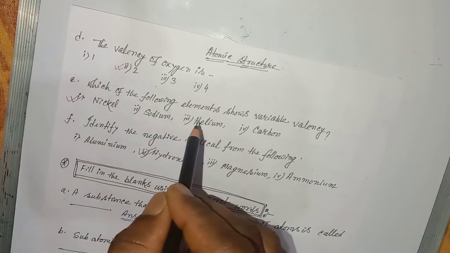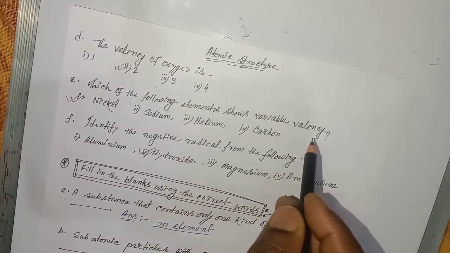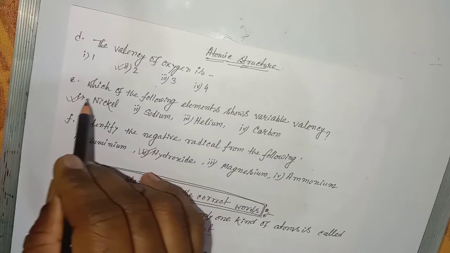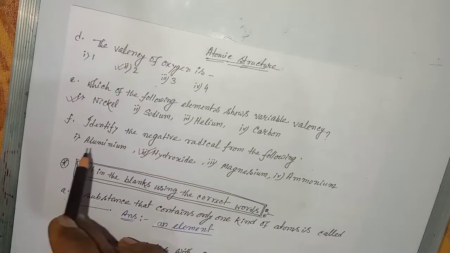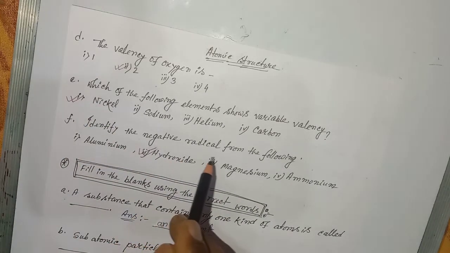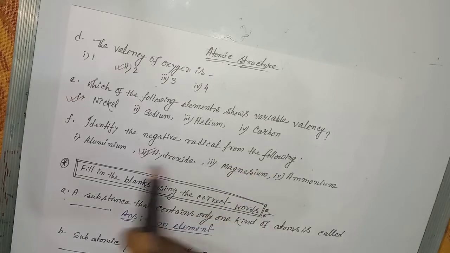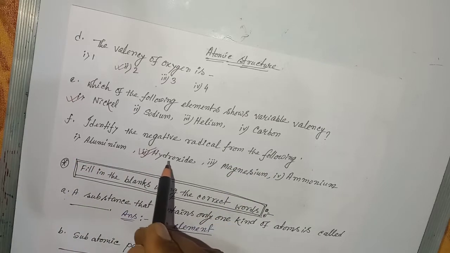Which of the following elements show variable valency? Nickel, this is the correct answer. Identify the negative radical from the following. Hydroxide, that is the correct answer.